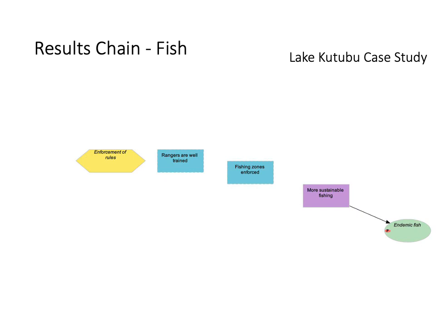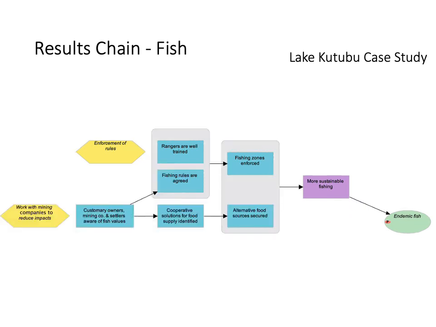Let's look at an example from one of your Papua New Guinea SMIs, the Lake Katubu case study. In this case, we're looking at protecting the endemic fish and reducing unsustainable fishing. One option is to look at enforcement of rules. Here we can see if rangers are well trained, then fishing rules will be enforced. If fishing rules will be enforced, then there will be more sustainable fishing.